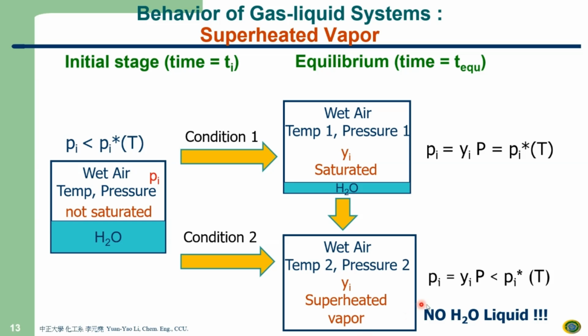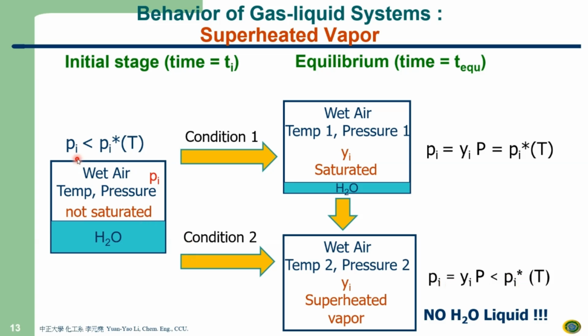So at this time, the Pi will always be less than Pi star. Why? Because the Pi star will be, as I just told you, if you put a drop of liquid into this chamber, the liquid will vaporize. Water will vaporize immediately. That means what? The Pi, you haven't reached the saturated vapor pressure yet, right? Otherwise, you will have liquid water here. So Pi will be less than the Pi star.